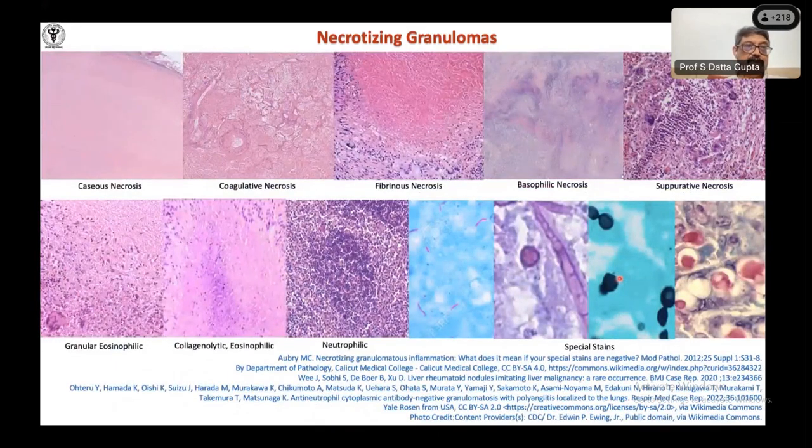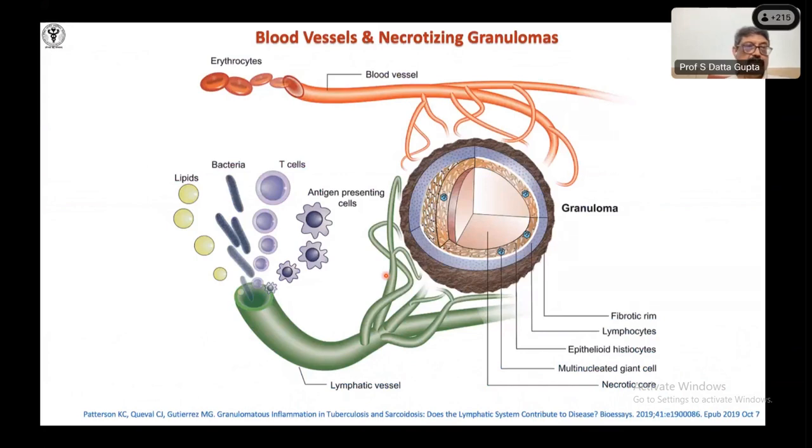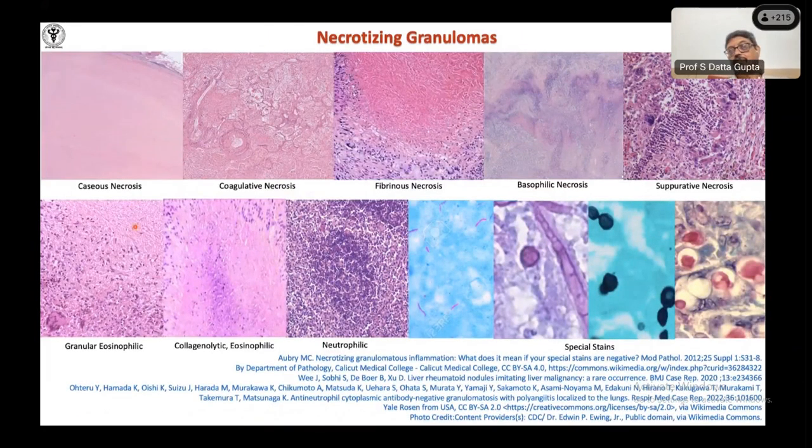Then you have caseous necrosis, which is uniformly granular, coagulative, fibrinoid, basophilic, suppurative if there are neutrophils. Granular and eosinophilic will be caseous, collagenolytic are more homogeneous, neutrophilic. Then what do you do? You think of certain conditions. In caseous, think of tuberculosis or fungal. Coagulative, think of fungal vasculitis. Fibrinoid, vasculitis, autoimmune. Basophilic, Wegener's. Suppurative, think of fungi always or parasite.